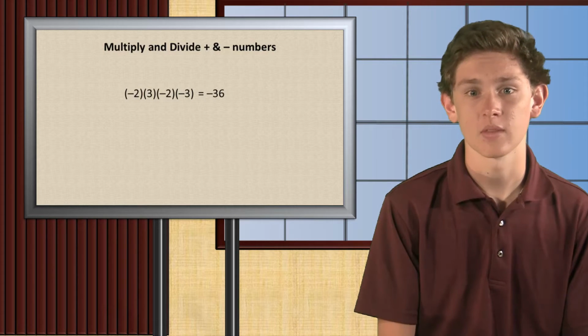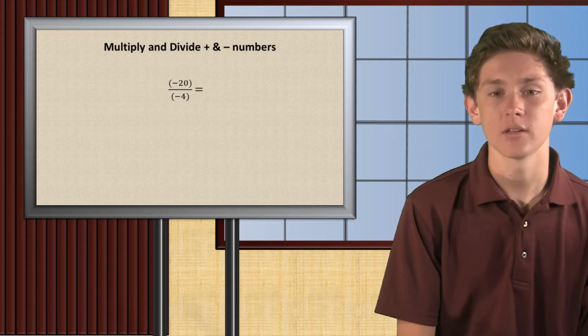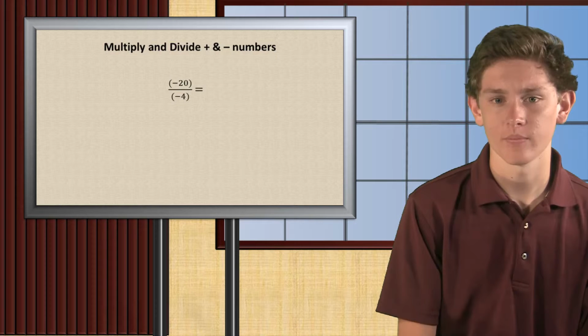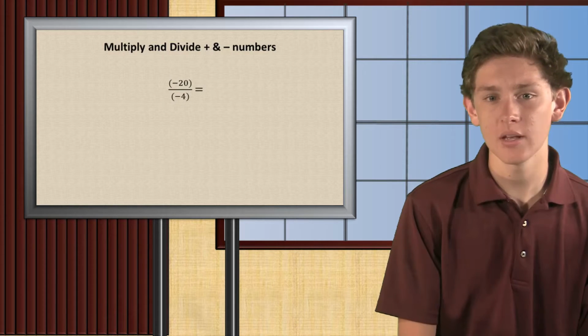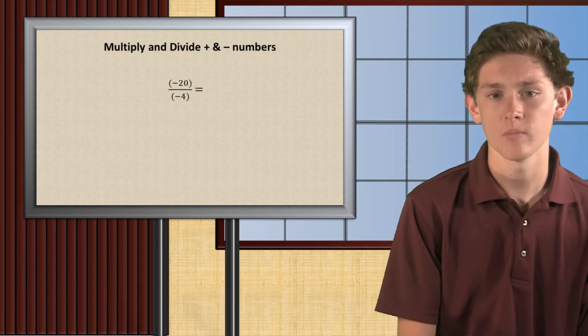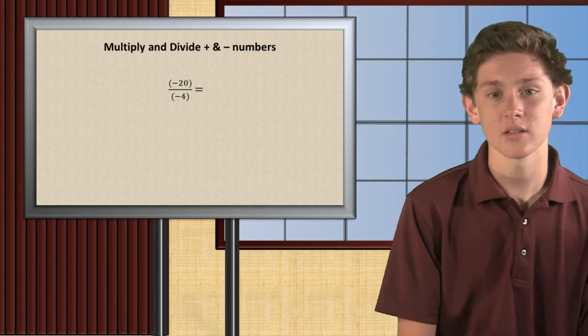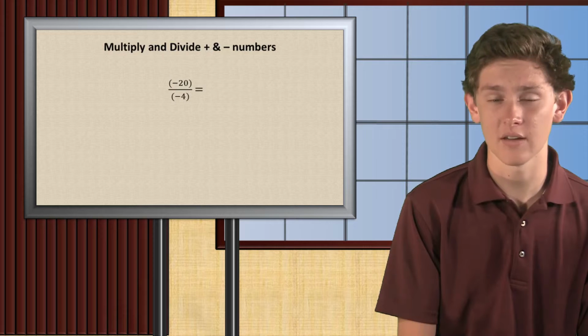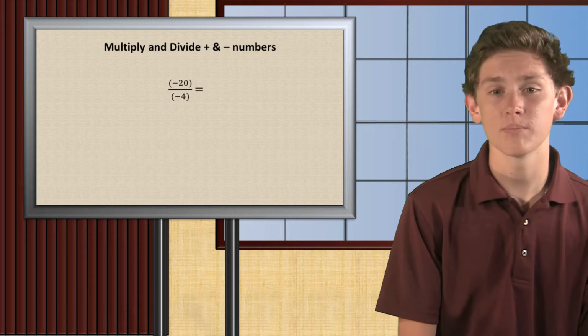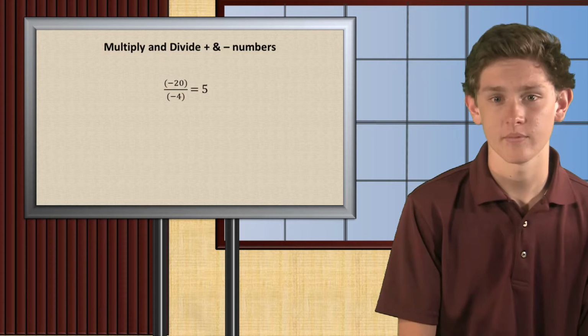Next problem. -20 divided by -4. Because there are 2 negative signs in this division problem, the answer is going to be positive. And since 20 divided by 4 equals 5, the answer will be positive 5.